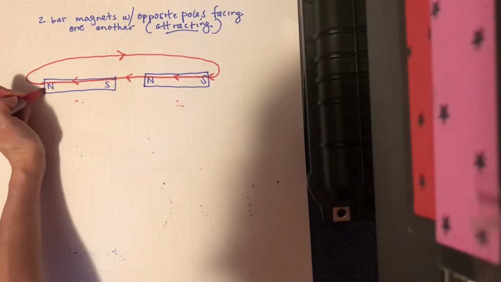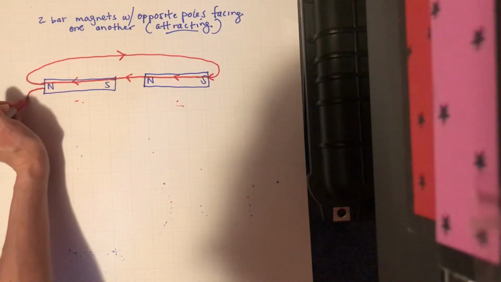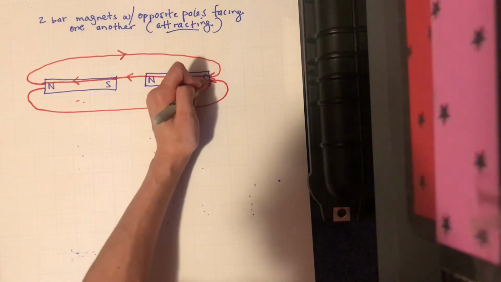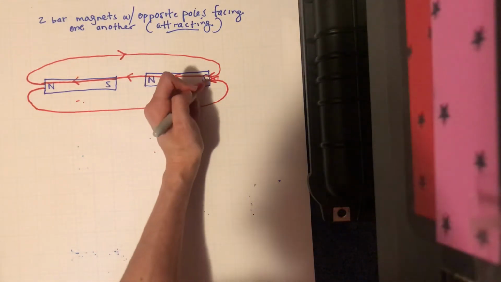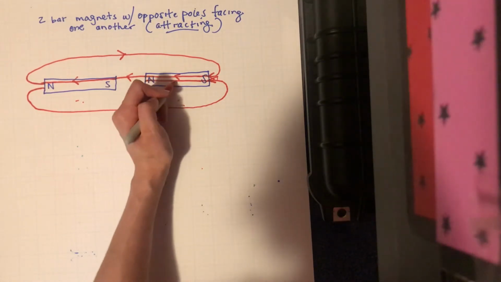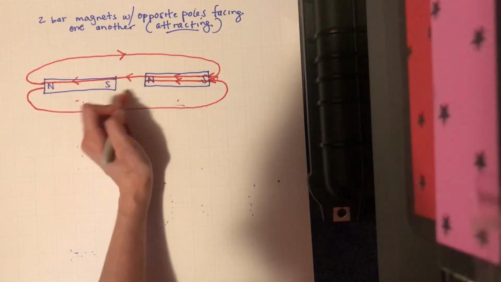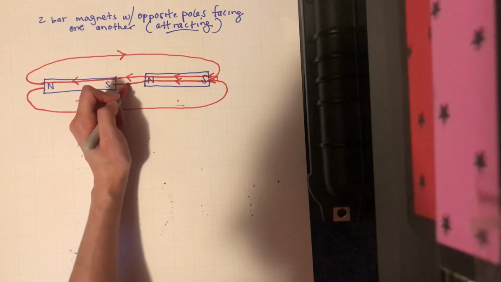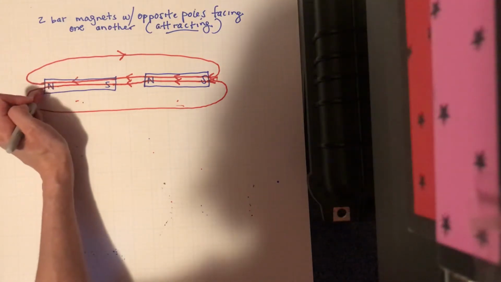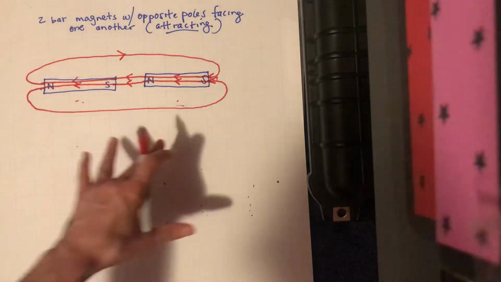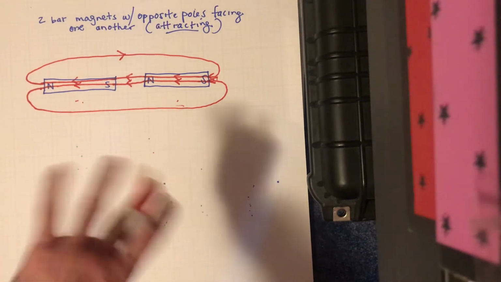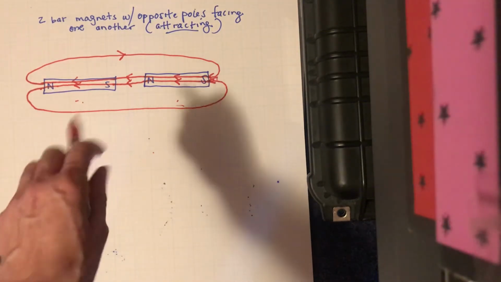Okay, so let's draw our next line. So external to the magnet, away from north, towards south. So there's the first part of our loop. Internal to the magnet, so inside of this bar magnet, south to north. Outside of the magnet, north to south, right? This is attracting to this. Internal to the magnet, south to north, and now we've completed that loop. And this is an example of a diagram depicting the magnetic field between two magnets who have opposite poles facing each other.